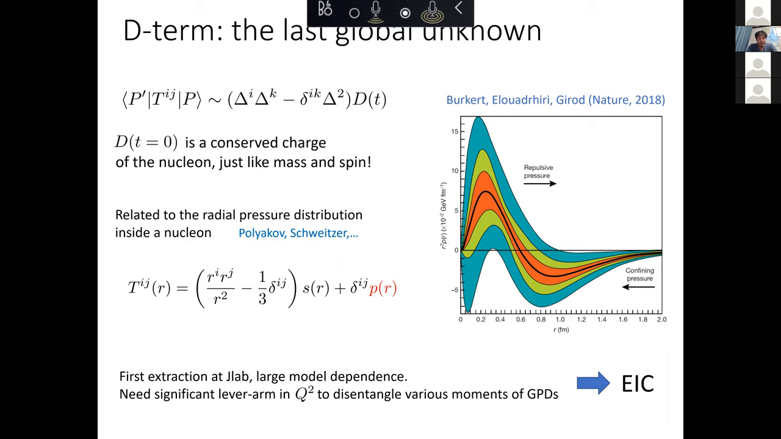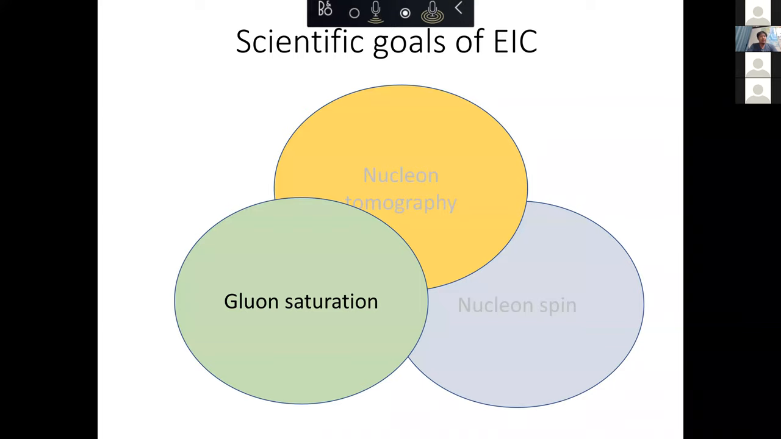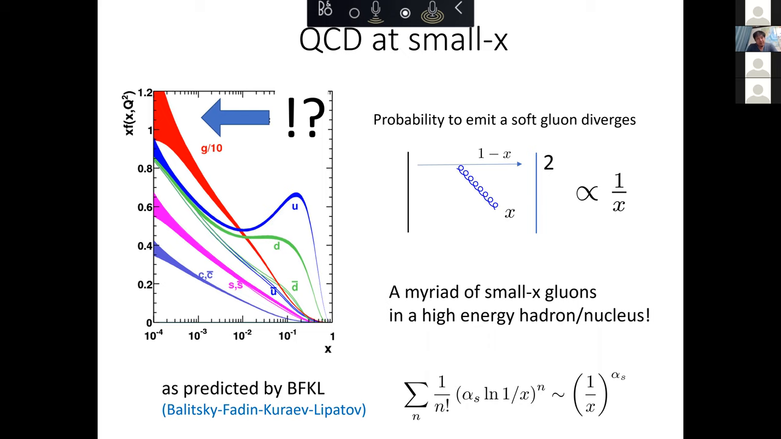That's an interesting topic. All right, so let me move on to the second topic, that is gluon saturation. And probably many of you already heard of this if you are interested in heavy ion physics, and gluon saturation is a very important phenomenon. This has to do with QCD at small x. So this is a plot of the parton distribution function that I showed you before, but I didn't mention that this red band, which is the number of gluons, is exploding as you go to the small x region.